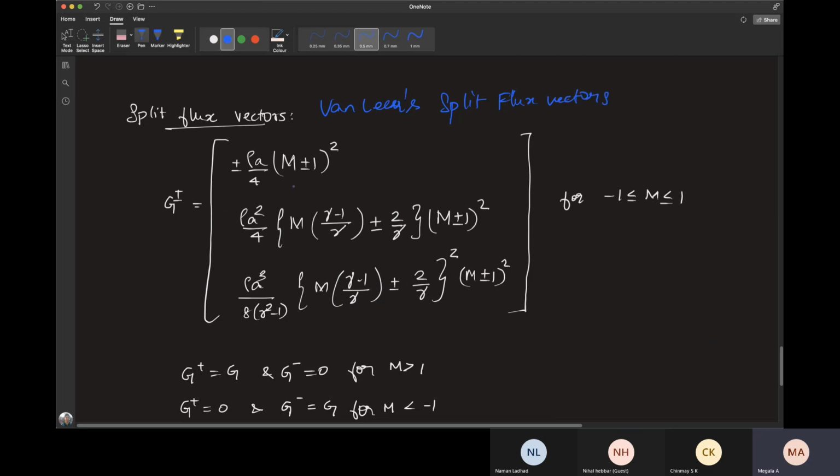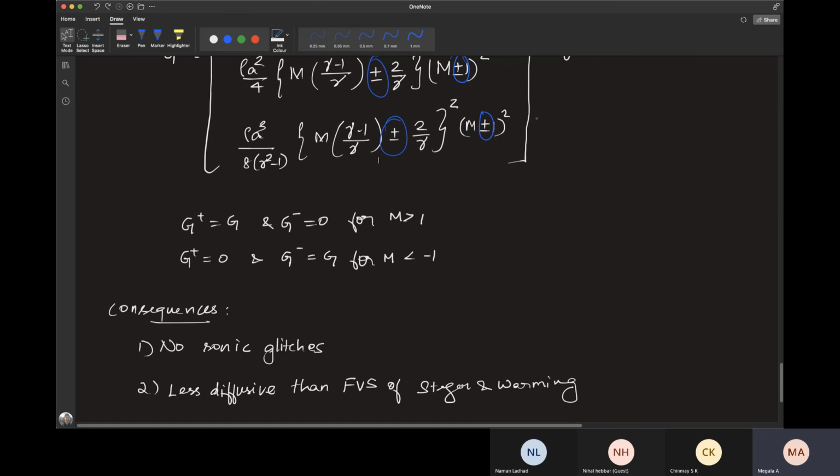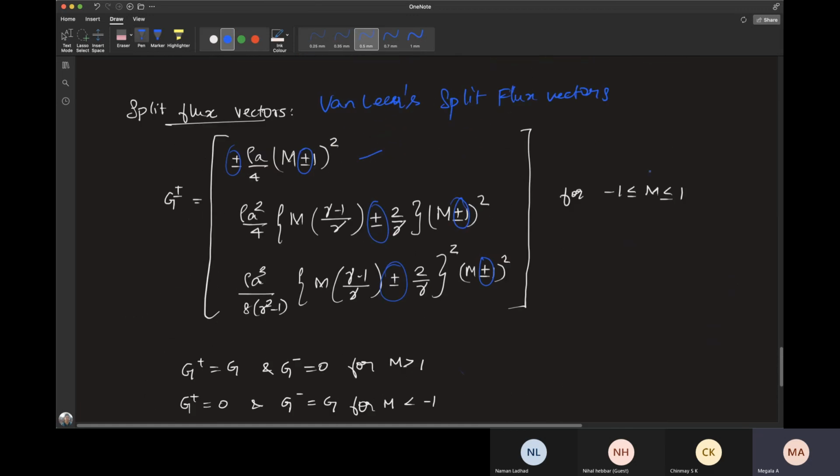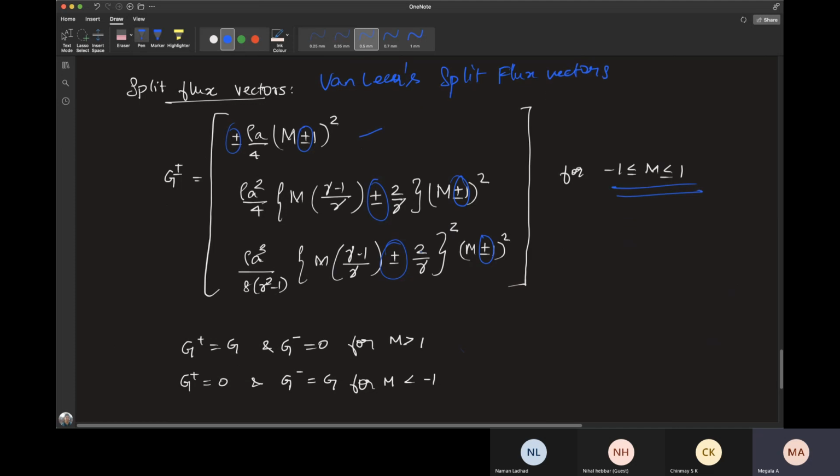So yeah, this is G1 plus and G1 minus, and here this plus or minus we have over here. I've written both G plus and G minus in the same expression. So just this change will lead us to plus or minus G. So these are all for G1 plus and G1 minus. This way we get the split fluxes. So these split fluxes are for subsonic flow conditions.